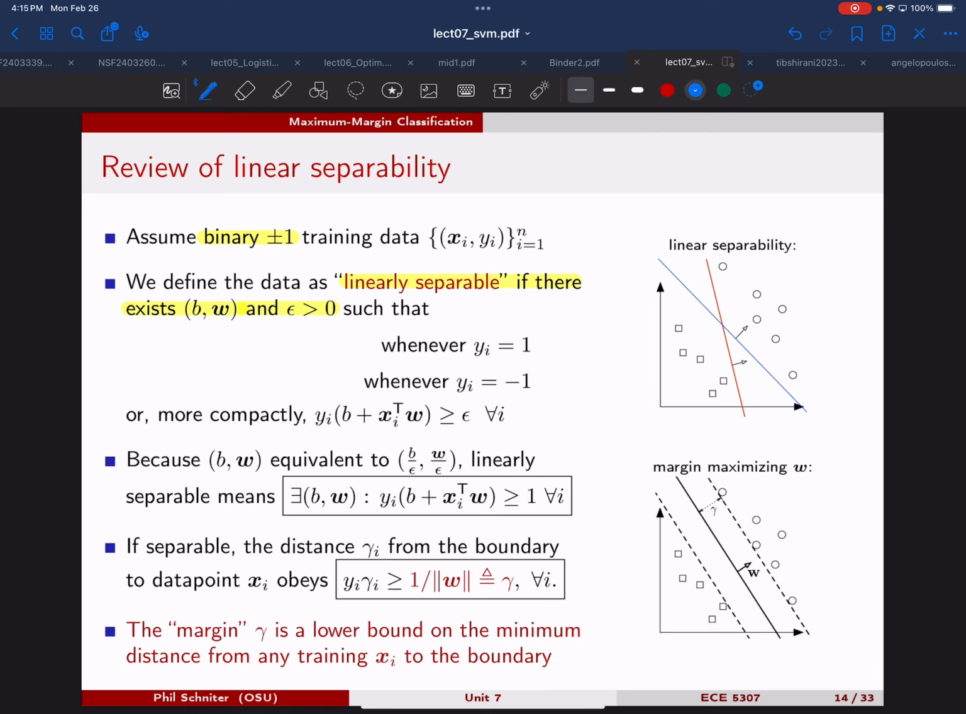such that whenever yi equals 1, we get that zi, which we can also write as b plus xi transpose w, is greater than or equal to epsilon. On the other hand, if yi equals minus 1, then the zi's, which of course have the same form, are going to be less than or equal to negative epsilon.